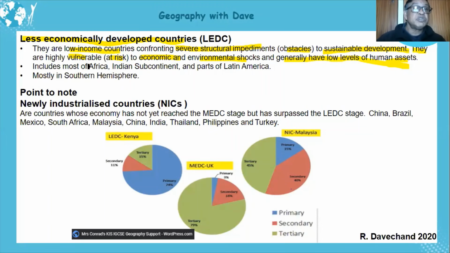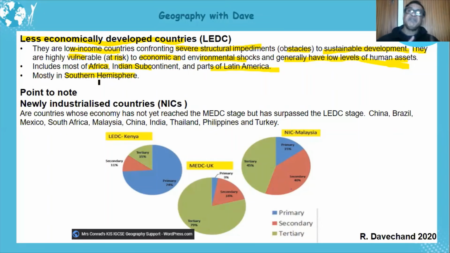It includes most countries in Africa, Indian subcontinent, parts of Latin America, right? Lots of them are in the southern hemisphere. Okay, not all of them, because the Indian subcontinent is in the northern hemisphere, but lots of them are in the southern hemisphere. Now, we do need to note a point, learners.